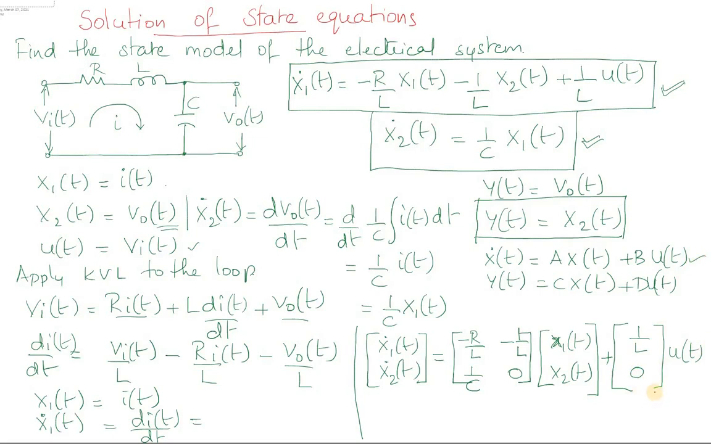Next we need to write the output equation. The output equation is y of t is equal to, if you see this y of t, we only have x2 of t, there is no x1 of t. So in place of x1 of t, put 0. For x2 of t, the coefficient is 1. This multiplied by x1 of t, x2 of t, plus, in this equation we don't have any D term. So the matrix D is equal to 0, 0 multiplied by u of t.